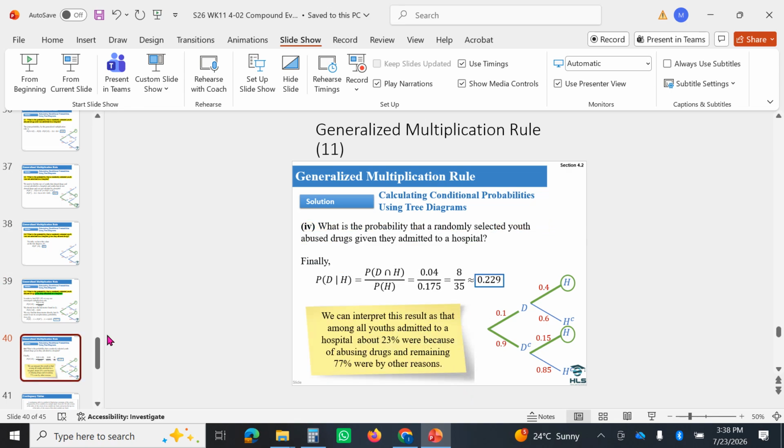Now we just plug and play. We found this to be 0.04, and we found this to be 0.175. In percentages, 4 over 17.5 is equal to 8 over 35, which is roughly 22.9%. We can interpret this result as: among all youths admitted to a hospital, only about 23% were because of drug abuse, and the other 77% were for some other reason.